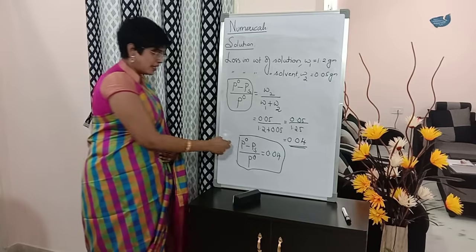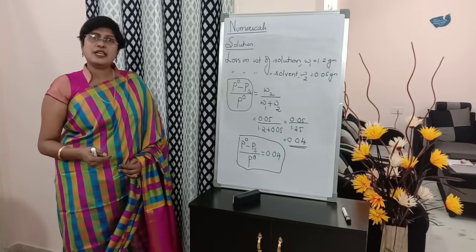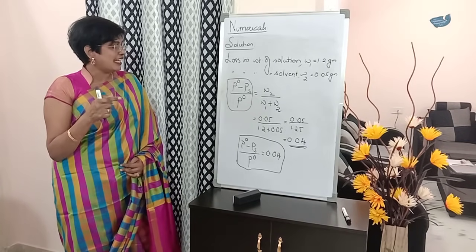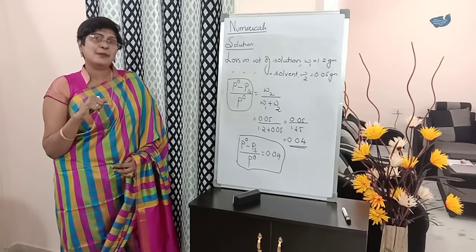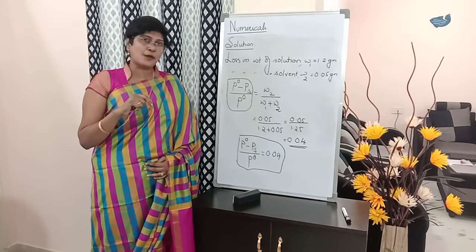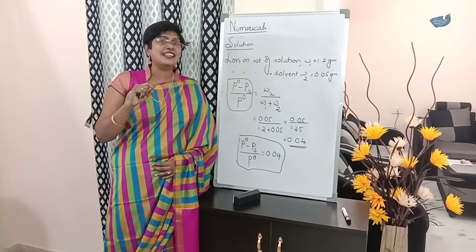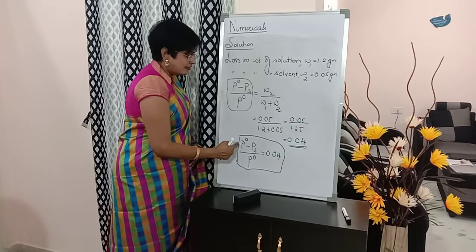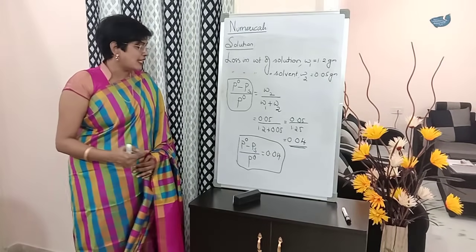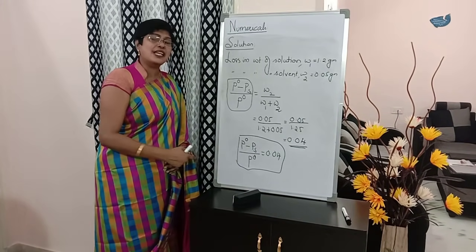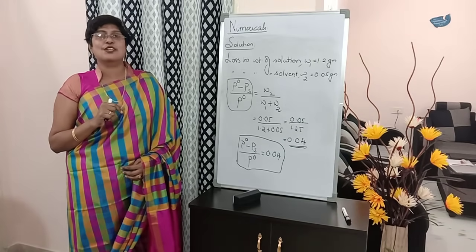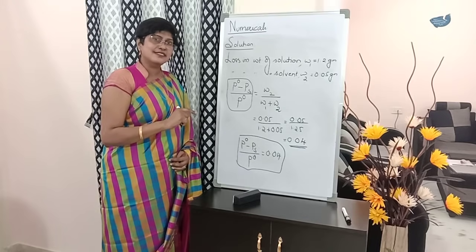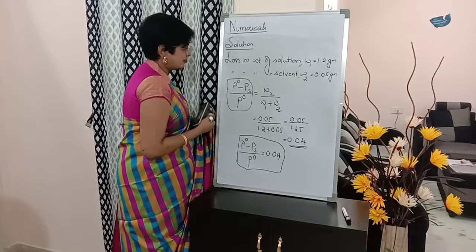Okay, students, so write down like this: (P0 minus Ps) by P0 is equal to 0.04. You might be thinking, why are we calculating (P0 minus Ps) by P0? This is not asked in the problem. But we are supposed to calculate molecular weight. So in order to calculate molecular weight, we should know this quantity, so that from this value we can calculate the molecular weight of the solute. Fine. So till here copied, students? Shall I erase? Very good. Next.